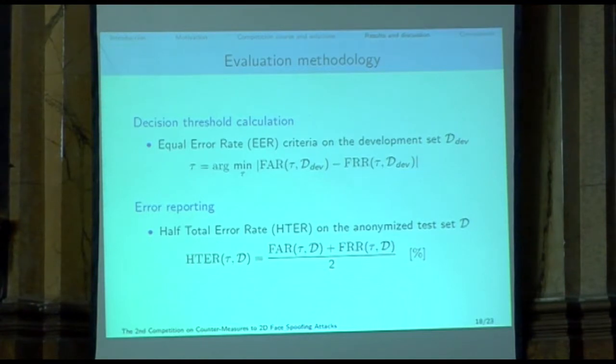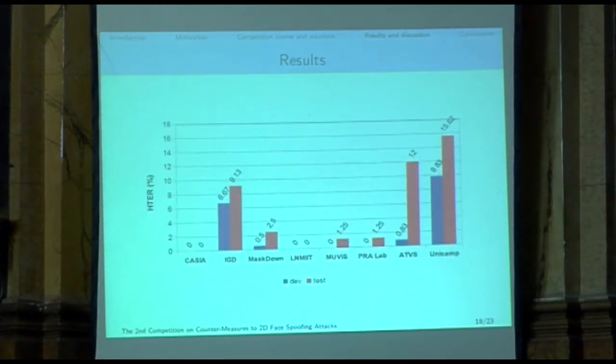So then in the evaluation phase, we asked the participants to provide the score files for the development and for the test set. We calculated the decision threshold using equal error rate criteria on the development set, and then we computed the half total error rate on the anonymized test set. And here are the results that we got from the 8 teams.